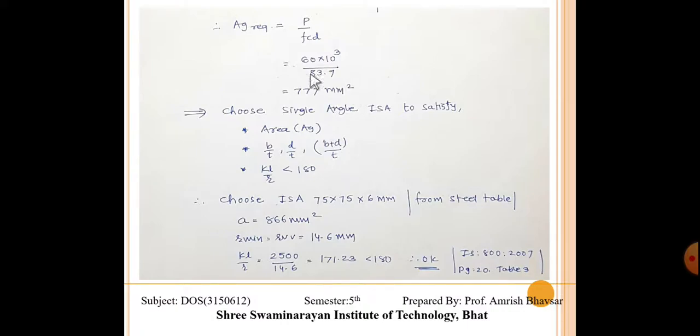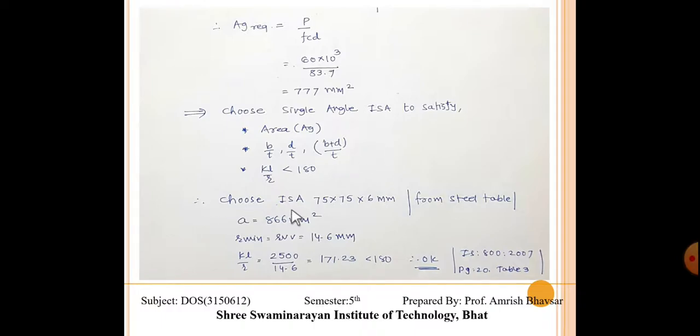Now from this area we have to choose a single angle section from the steel table. In that case we have to check three properties of that section: area, which should be greater than this one, B upon D, T upon D. This is our section selection, and KL upon R should be less than 180. If this is satisfied, then our selected section is okay.